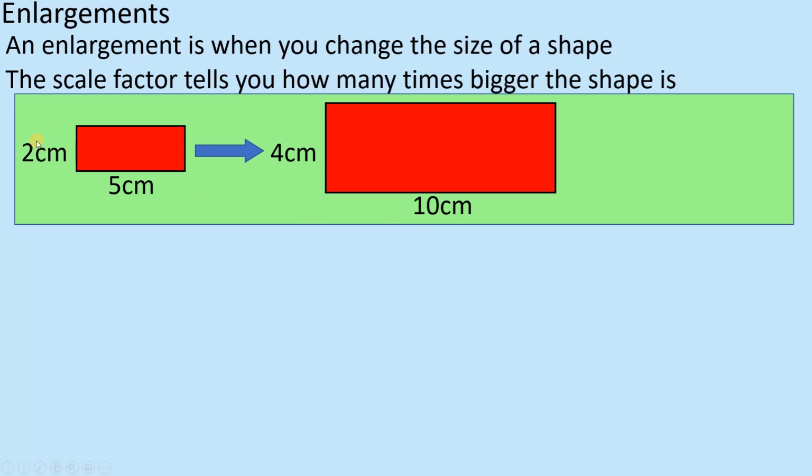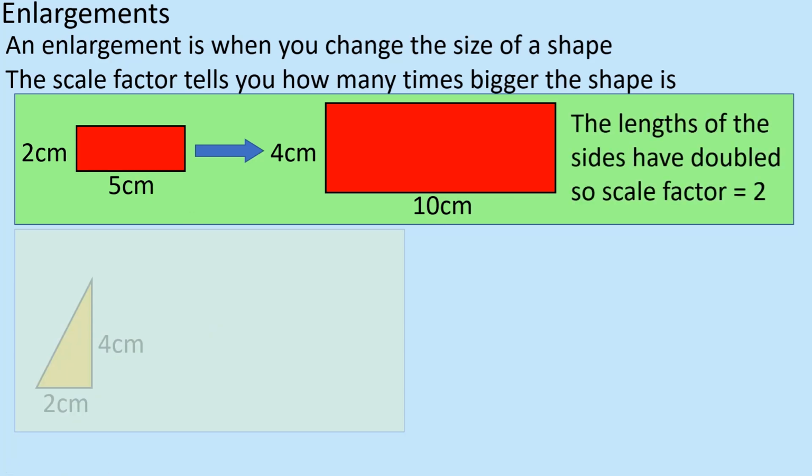So considering the 2 to 4, the easiest way of doing this one, you can see hopefully it's doubled, but a way of making sure you get this right is you do this number divided by this number, and that's going to give you the 2. And let's just check that's the same for this one. So that divided by that is going to be 2 as well. So the scale factor for this one would be 2, okay.